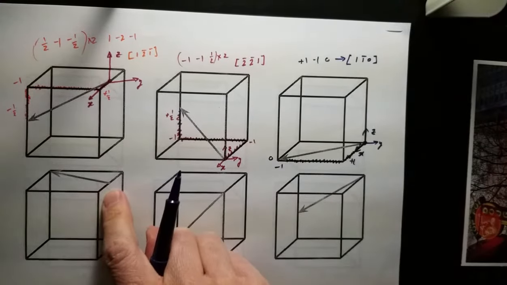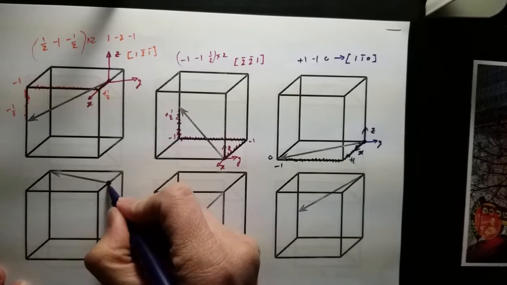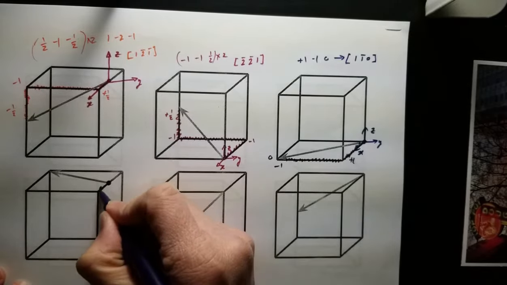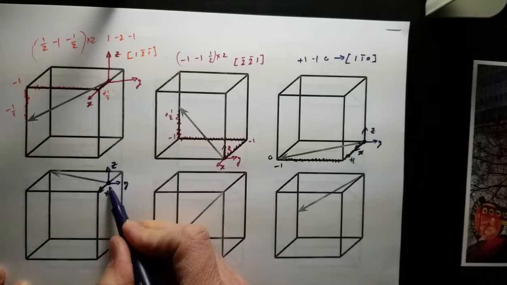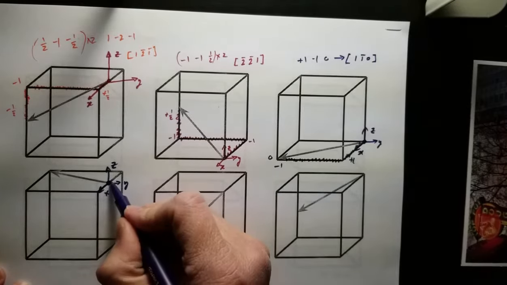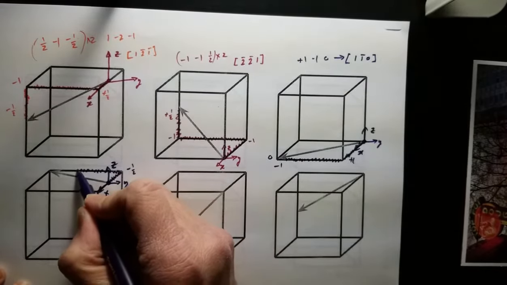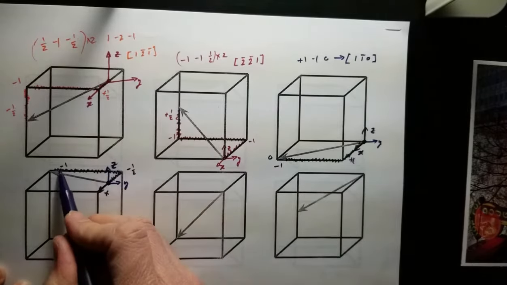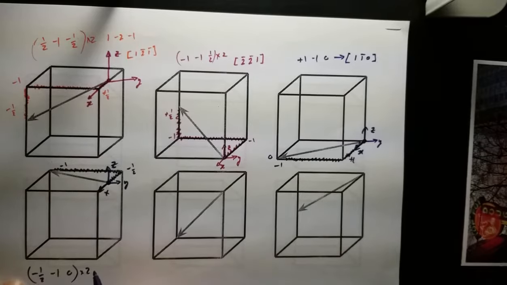Okay, going to the fourth. Defining the tail of the arrow as our origin, X, Y, Z, we have to travel minus 1/2 X, minus 1 Y and 0 Z. So minus 1/2, minus 1, 0. Multiply by 2 to get rid of the fraction, and that gives us 1 bar, 2 bar, 0.